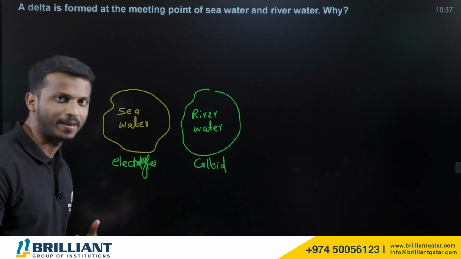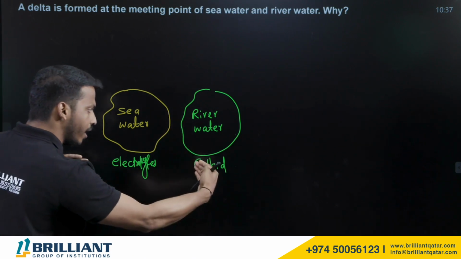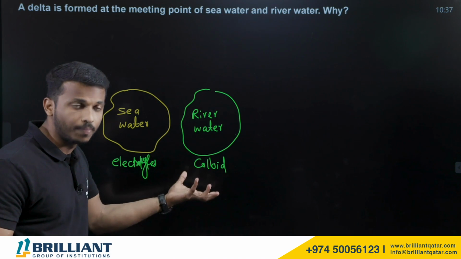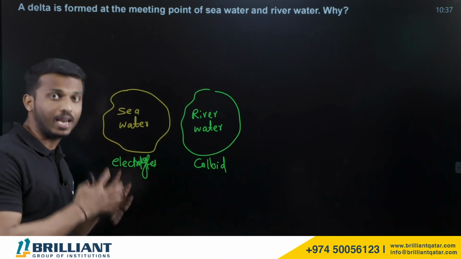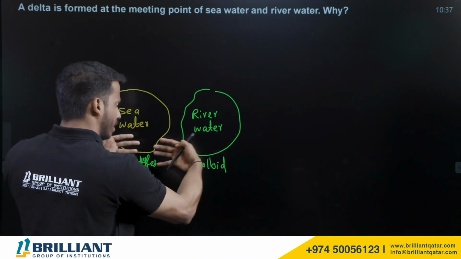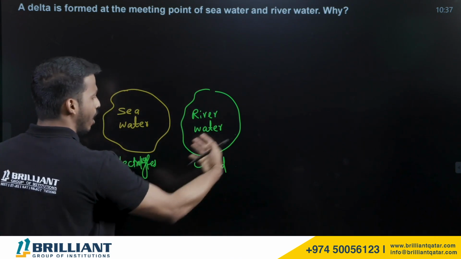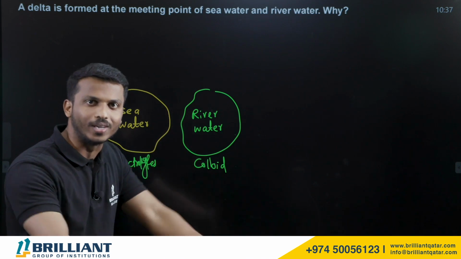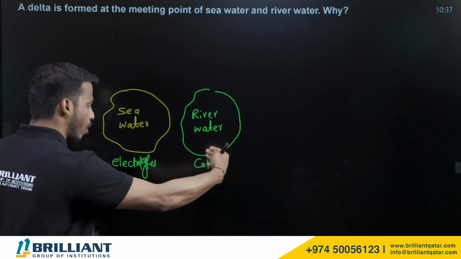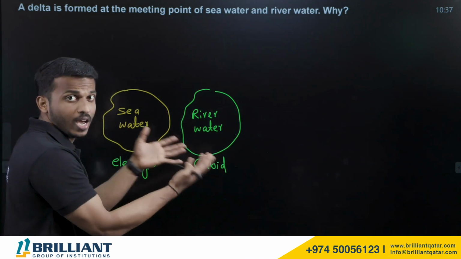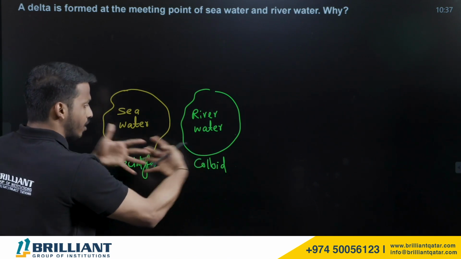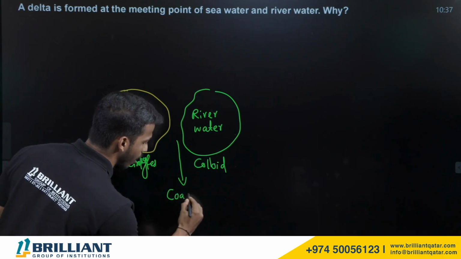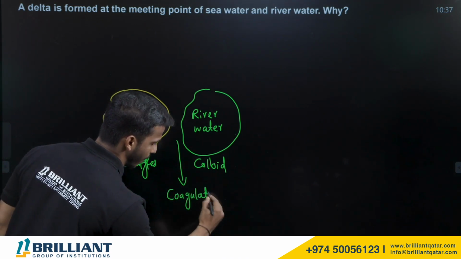You know what will happen here? When a colloid reacts, which is your colloid here? The muddy river water is the colloid and your sea water is the electrolyte. When they join together, at their meeting point, you can see that when the colloid connects to an electrolyte, it will undergo mutual coagulation. Yes or no? If your colloid is a charged one, when it comes to the opposite charges, what happens? It will coagulate. So we can say that mutual coagulation can happen.